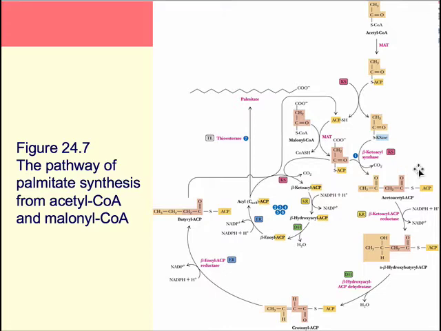This then goes through a reductase reaction that takes the carbonyl to a hydroxyl and then removes the elements of water across this bond to form a double bond as shown here. That double bond is reduced to form a single bond to form butyryl acyl carrier protein, and then the cycle repeats over and over until a palmitate is produced.